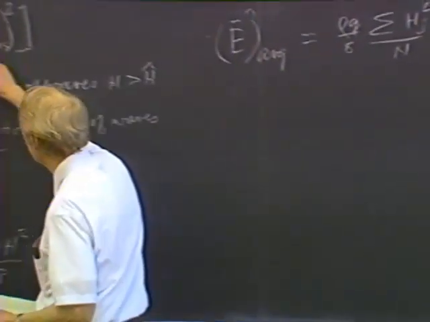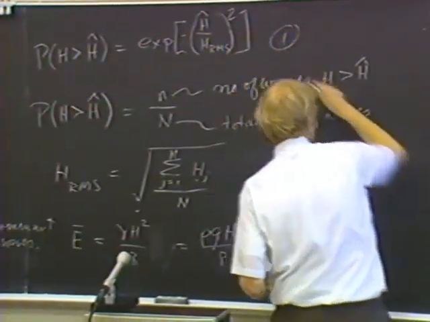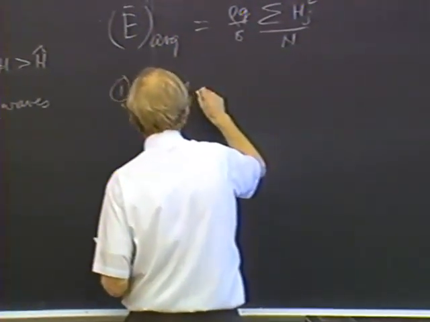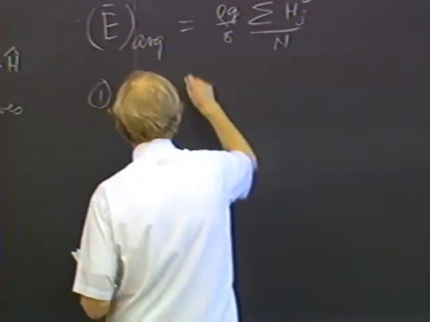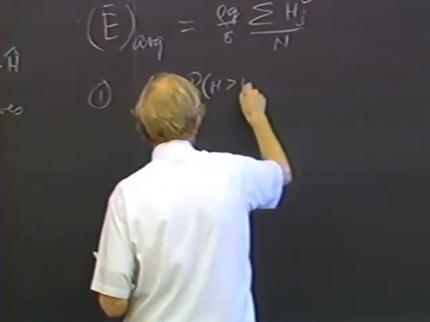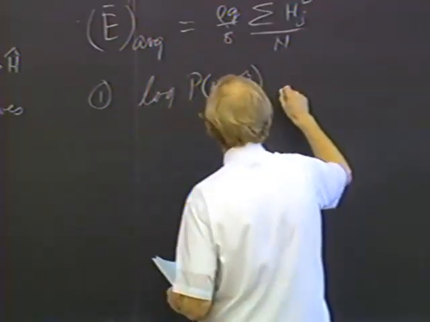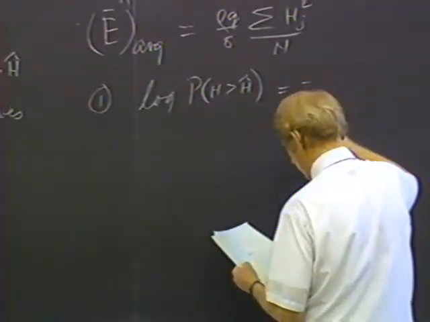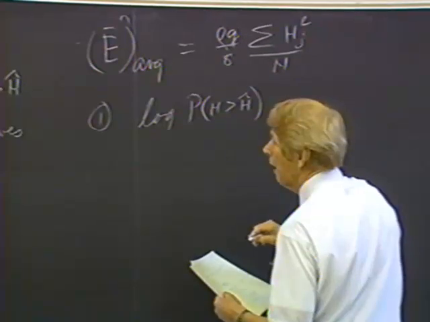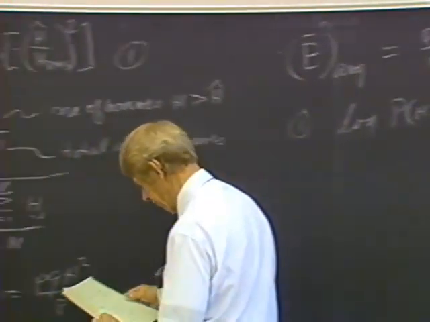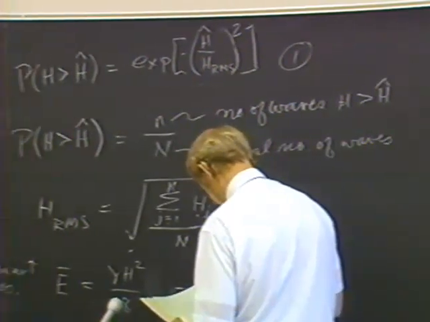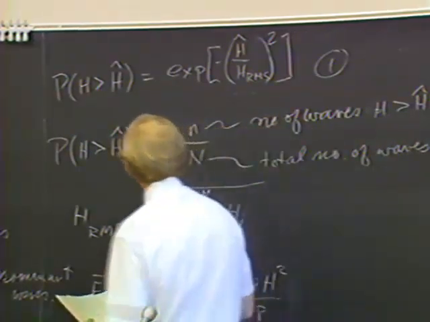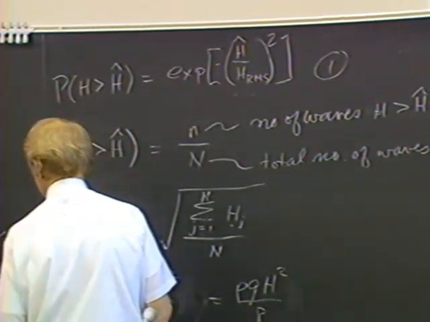Okay, so we can rewrite this one as the log of the probability that H is greater than H hat equals minus... Oh, I need to rearrange that a little bit. Something isn't right.